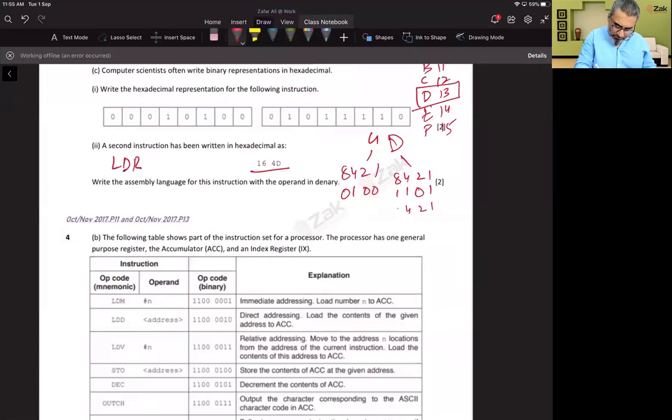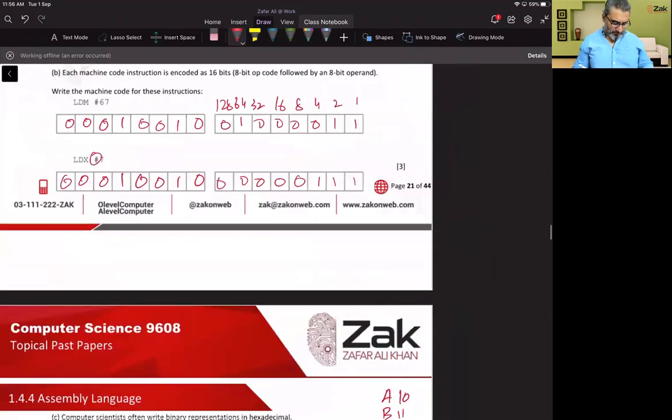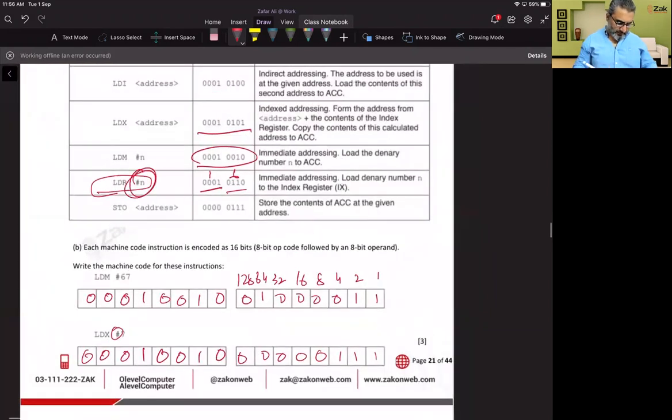4D is 1, 2, 4, 8, 16, 32, 64. So this is 64 plus 8 plus 4 plus 1. 77. LDR 77. And maybe you would have to put this because it was part of this deal.